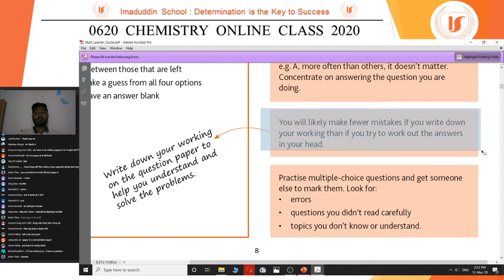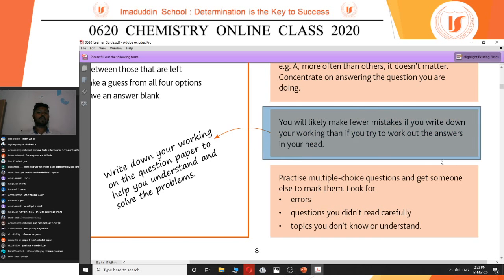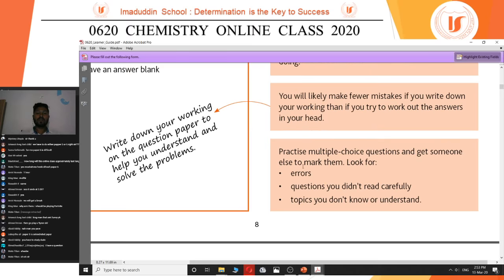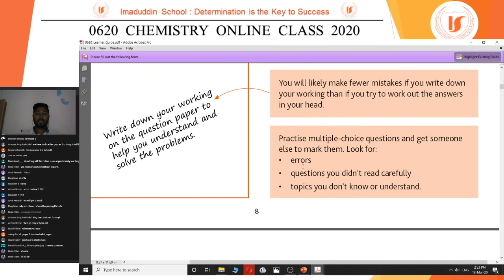Always write down your working. If you write something, that will be saved in your long-term memory. So write something, and that will be a very helpful practice.